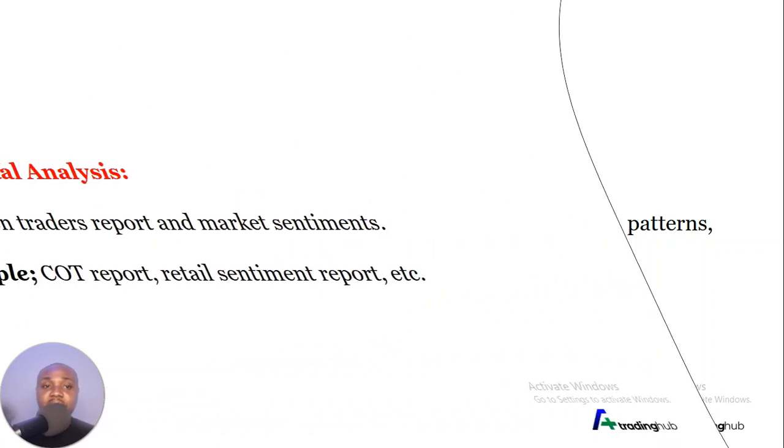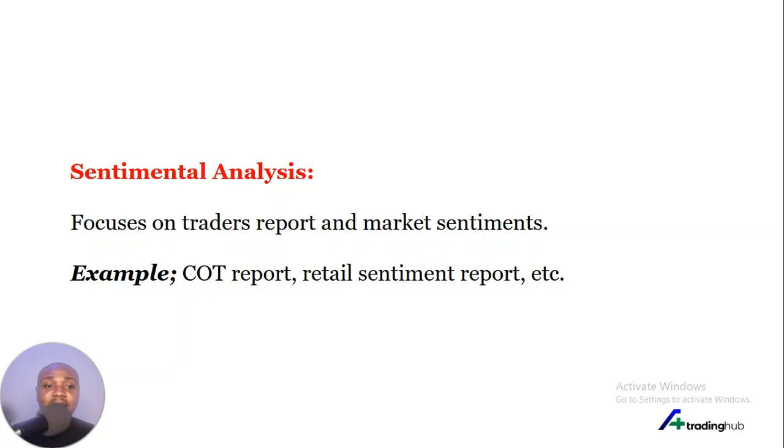Next is sentimental analysis. With sentimental analysis, you focus on traders' reports and market sentiment. Example, the COT report. The COT report is the Commitment of Traders report. This report is released every Friday at the end of the trading week. It documents what traders, what big institution traders, did over the week. So this report is very important. You can use it to forecast what will happen the next week in the market.